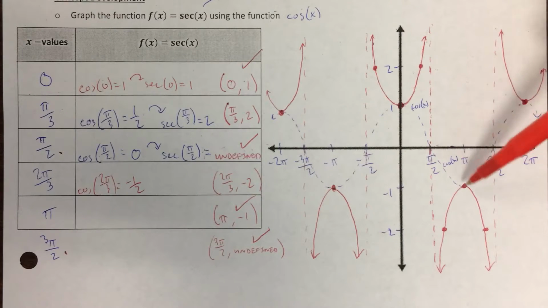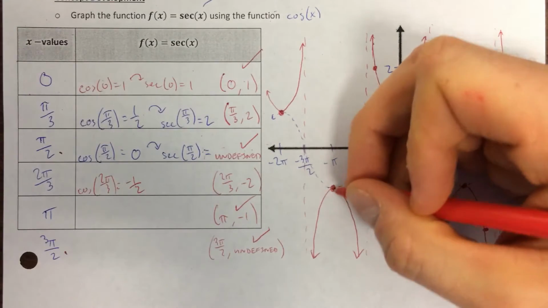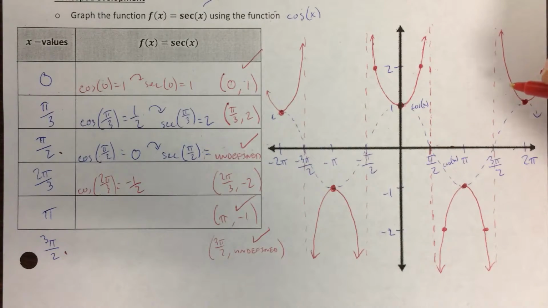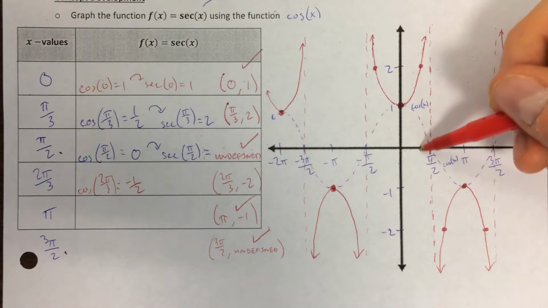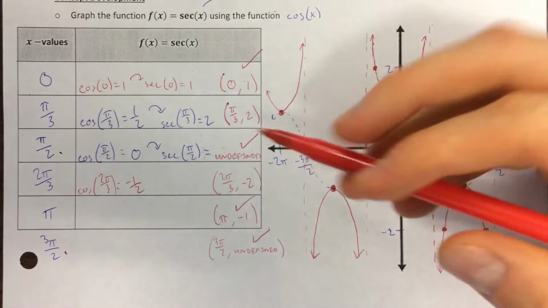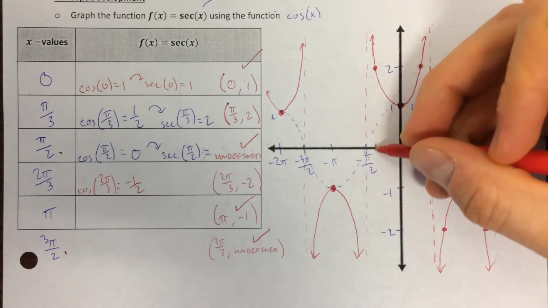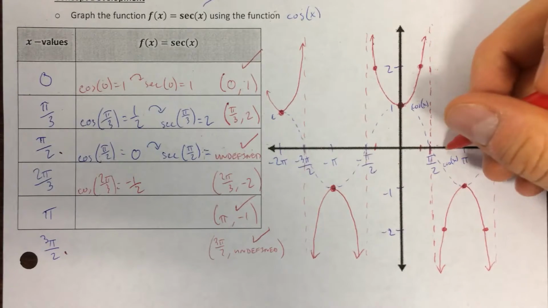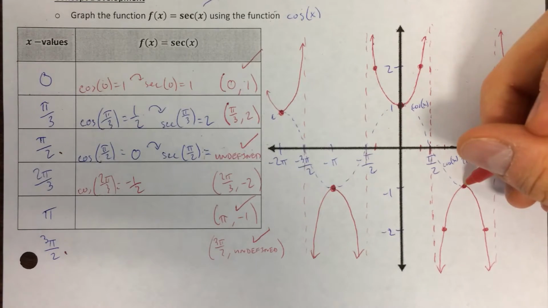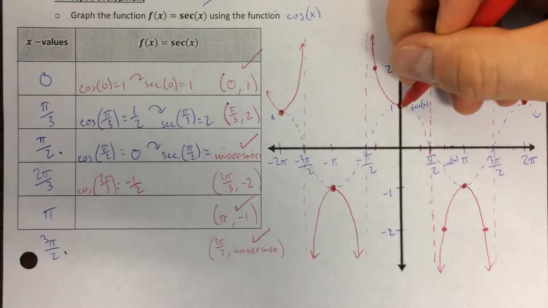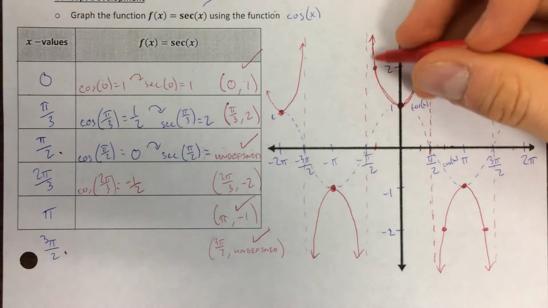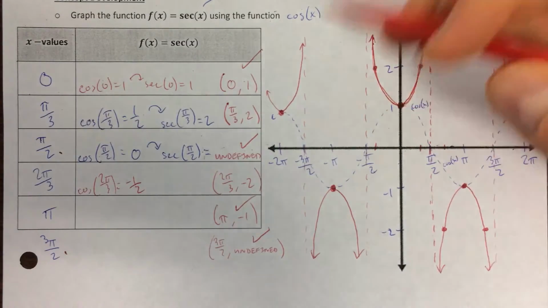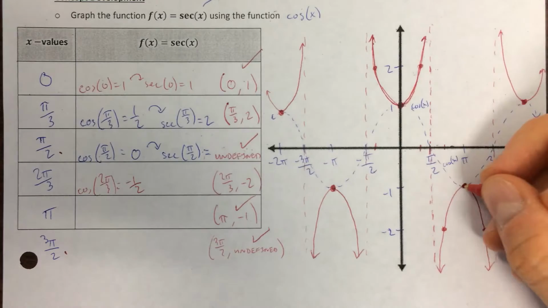Similar for negative 1, if cosine's value is negative 1, the reciprocal of negative 1 is negative 1. So that's why these points exist. And then essentially what we see is pi over 3 would be here, 2. We could also say negative pi over 3, 2. 2 pi over 3, 2. This one will be a 2. And so in between our dotted lines, our undefined lines, we have this U shape. I would suggest plotting those points, and then we'll see this U shape.